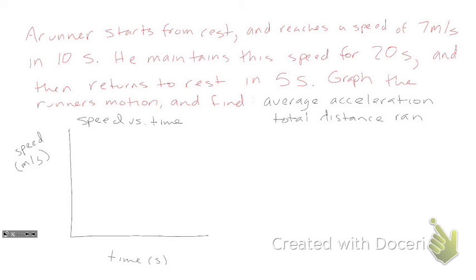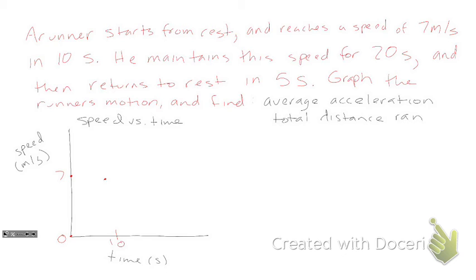When you are doing just a sketch like this on a quiz, I am also okay if we just do our points of interest. So we start from rest, so 0 and 0, so let's include 0 on our axis. And it reaches a speed of 7 meters per second, so let's say this is 7, in 10 seconds, so our other time is 10. So here's our first point right here.